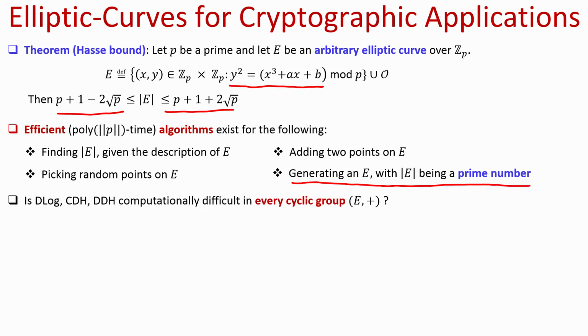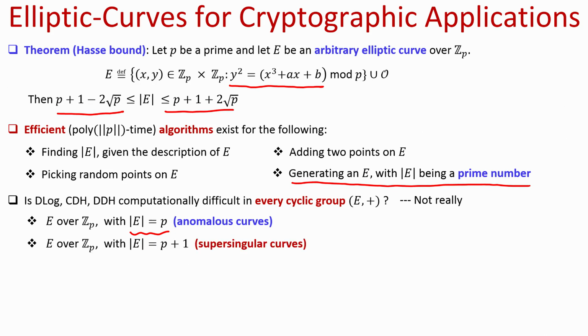So, the next question that we would like to answer is: is the D-log, CDH and DDH problem computationally difficult to solve in every elliptic curve based cyclic group? The answer is not really. So, there are certain curves which we should completely avoid for instantiating cryptographic primitives. We cannot take the curves defined over ZP where the number of points on the curve is exactly P, because there are well known algorithms for solving the D-log problem in those groups. Such curves are called anomalous curves.